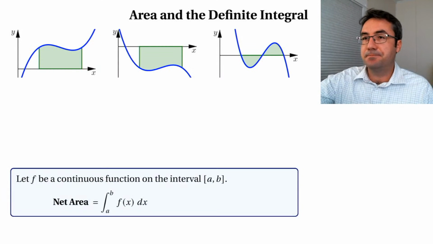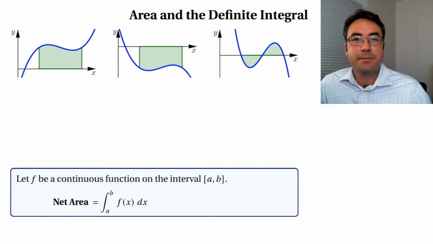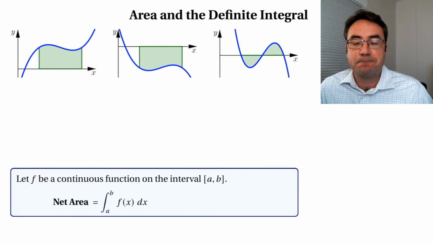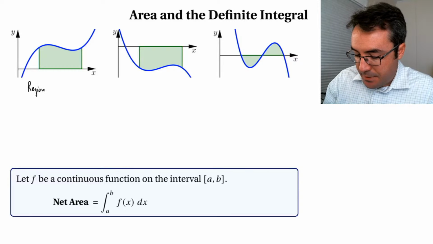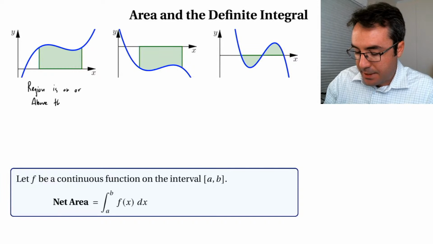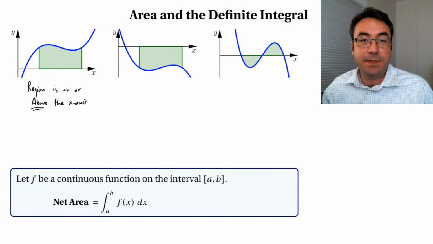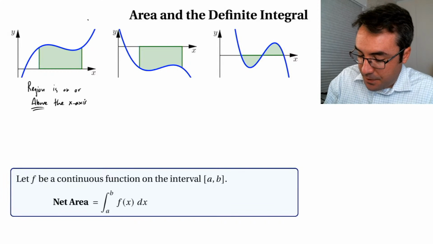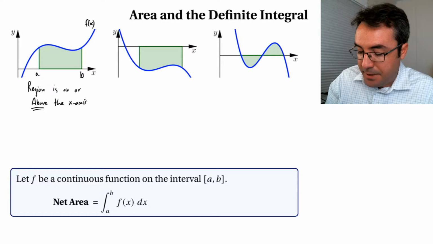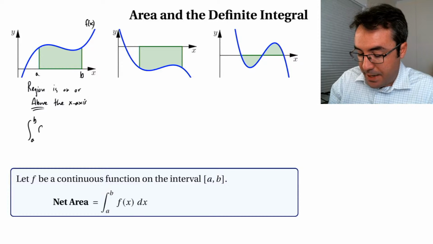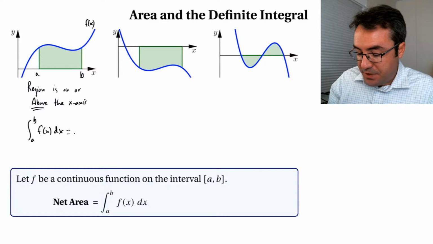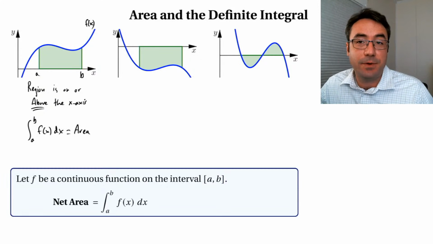And that's what we're going to look at next. So we're going to consider 3 separate cases here. In the first case, we have a region that is on or mostly above the x-axis. And this is what we've been looking at. So if this is the function that we're looking at and we're between a and b, what does that definite integral represent? So the integral from a to b of f of x dx, well, we've seen this. This is equal to the area of that shaded region.